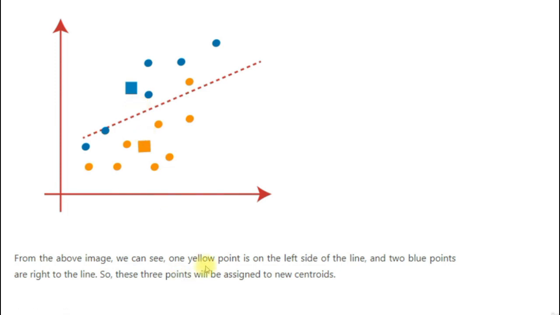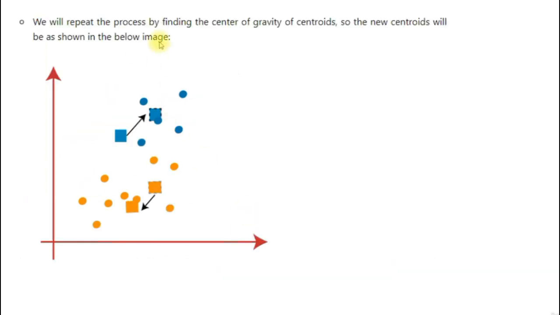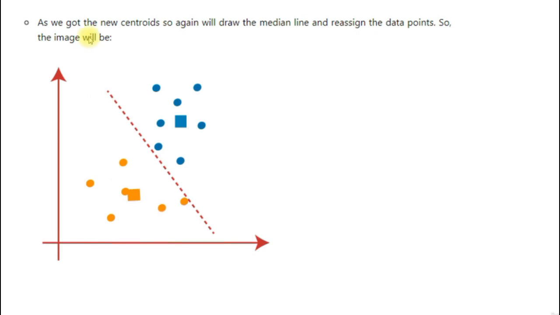Now we can see one yellow point is on the left side of the line and two blue points are on the right side of the line. So these three points will be reassigned to the new centroids. Finally it will look something like this. All the blue points are on the upper side of the line, and the yellow points are below the line. As reassignment has taken place, we will again go back to step 4, which is finding new centroids or k points. So we'll repeat the process by finding the center of gravity of the clusters. The new centroids will be shown in the image below. Now we have new centroids.